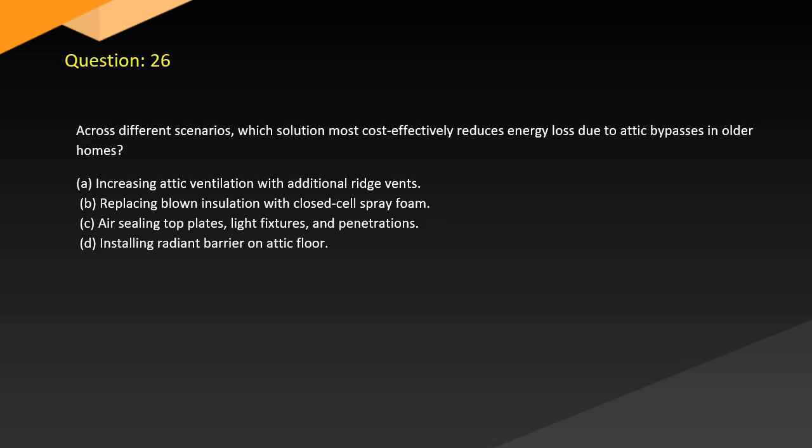Question 26. Across different scenarios, which solution most cost-effectively reduces energy loss due to attic bypasses in older homes? A. Increasing attic ventilation with additional ridge vents. B. Replacing blown insulation with closed-cell spray foam. C. Air sealing top plates, light fixtures, and penetrations. D. Installing radiant barrier on attic floor.